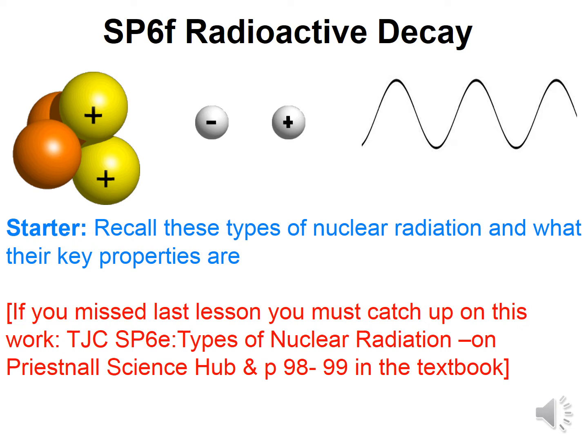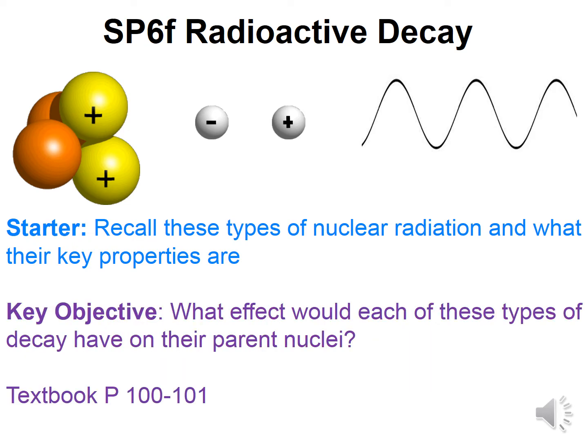This is a beta minus particle, a high energy electron that is emitted from the nucleus. This is a positron, same size and mass as an electron but with a positive charge. And this is an electromagnetic wave, which is the gamma radiation that we should know about.